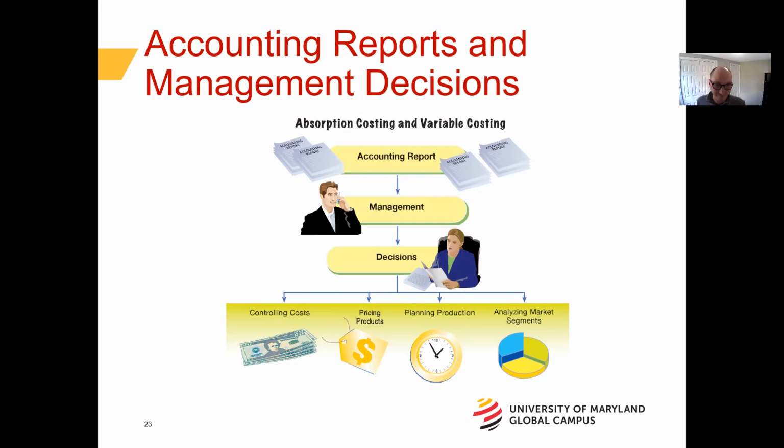So, accounting reports, whether it be under variable costing or absorption costing, or both, help management to make decisions which result in controlling costs, pricing products appropriately, planning for future production, and analyzing market segments. Market segments, as you hopefully know, is like sales territories and sales demographics, things like that, right? That's more on the marketing side of things.